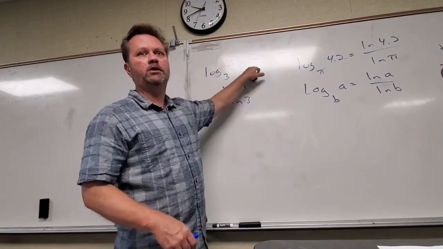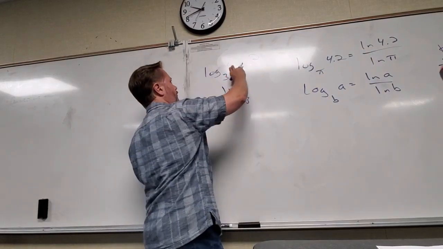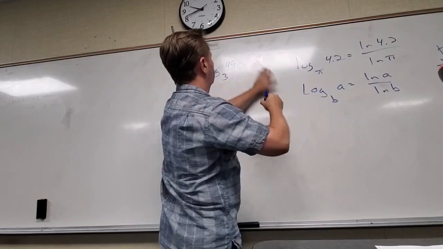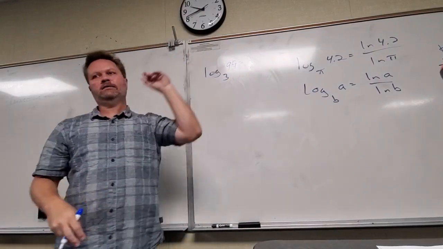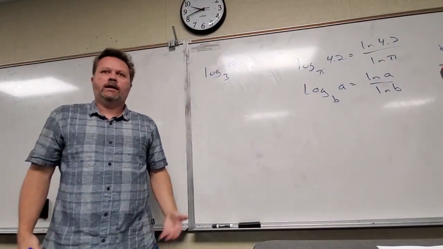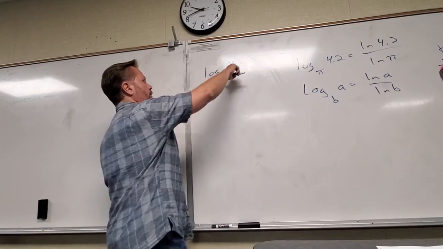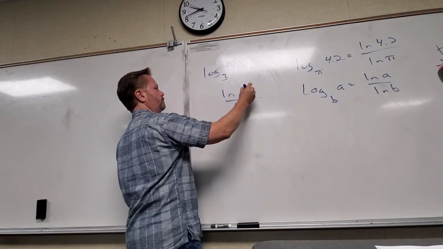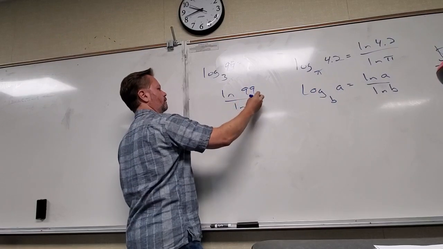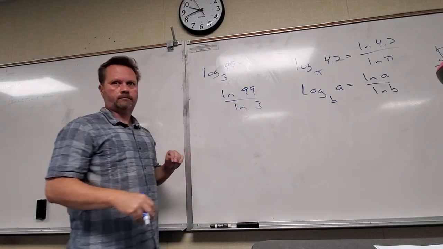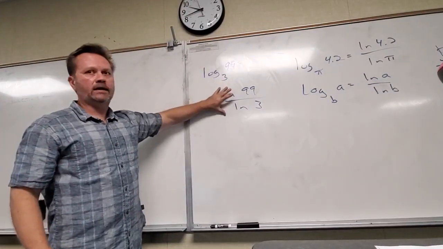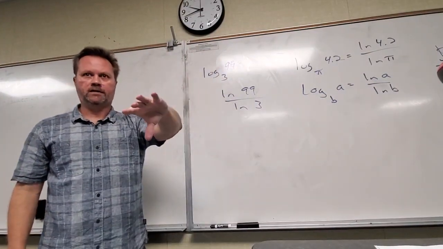I know this is one that we knew, but if I made it log base 3 of 99, is that easy? Can you do that in your head? No, I can't either. So this would be natural log of what over natural log of what? 99 over 3. And we just leave it like that? No, now you throw it in the calculator. So this would be an exact answer, and then the approximate would be the decimal you get.